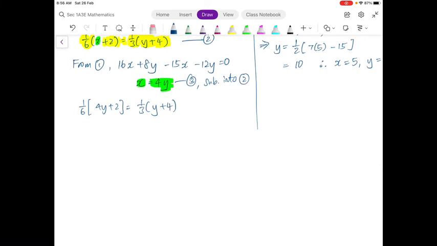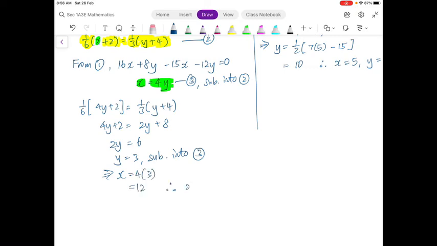Couple of options over here. I'm going to choose to multiply by 6 throughout to get rid of the 1/6 and the 1/3. So 4y plus 2, we get 2y plus 8. So 2y has a value of 6, y has a value of 3, sub into equation number 3. And that gives me x is 4 times of 3, which is 12. In summary, x equals to 12, y equals to 3.